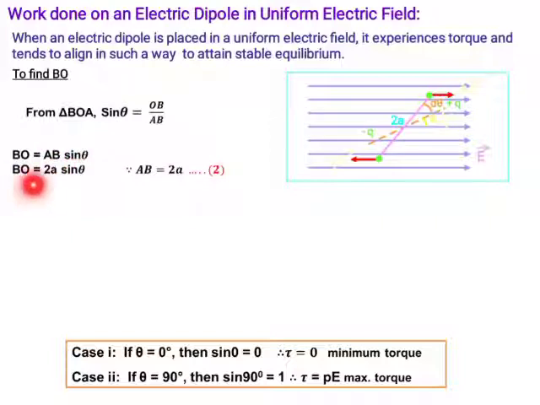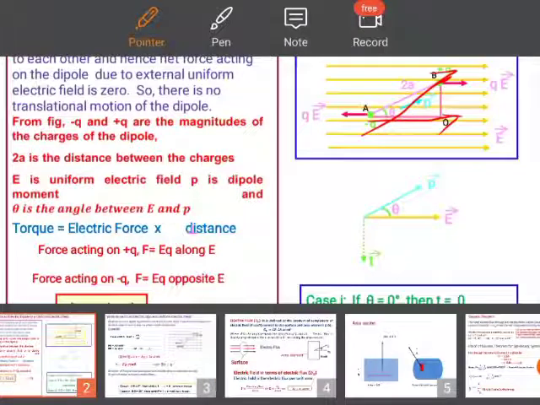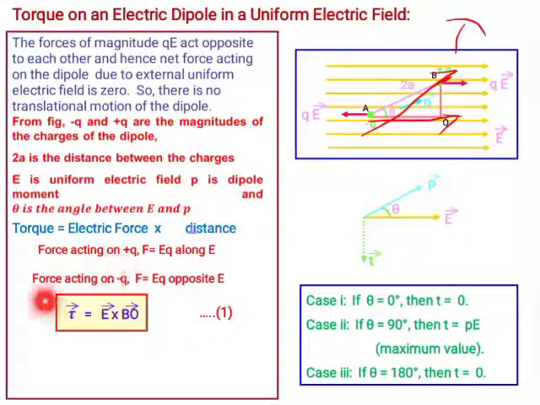Then BO is equal to 2A sin theta. Why 2A here instead of AB? Because AB is equal to 2A. AB is a dipole, and what is the dipole distance? It is 2A. You call this equation number 2. Now if we substitute equation 2 in equation 1, which one is equation number 1? So this is equation number 1.